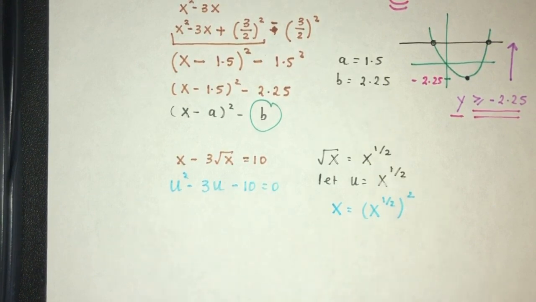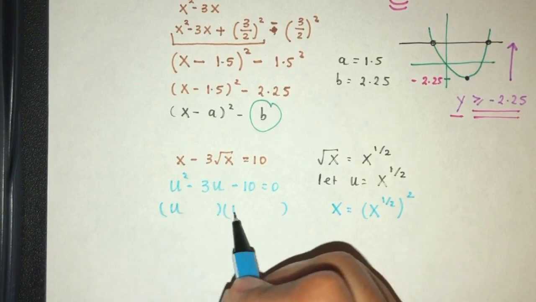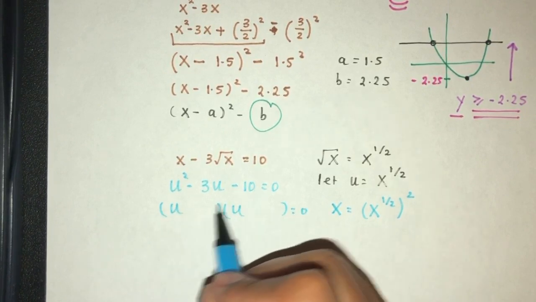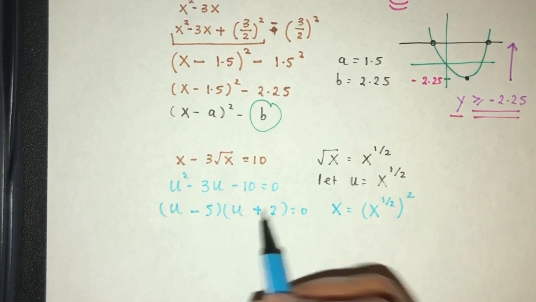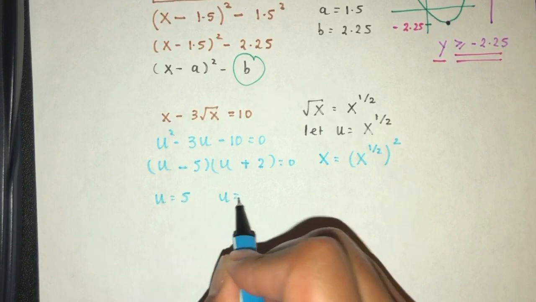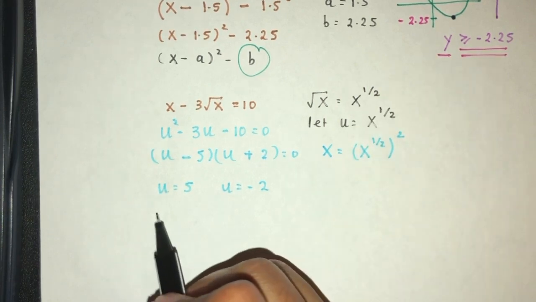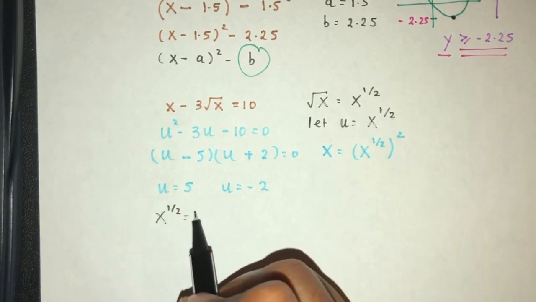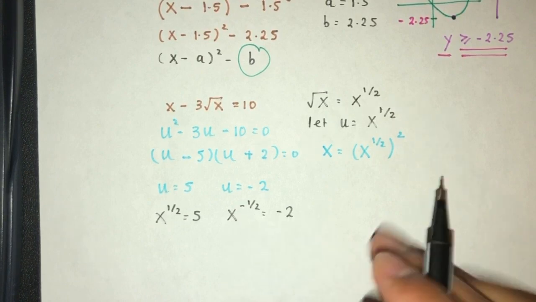Now you can see this is much easier to solve. So we can just factorize. That should be 5 times 2 for 10. Minus 3 should be minus 5 plus 2. Finally, u will be the value of 5 and u will be the value of minus 2. But now again, we're not trying to find the value of u, we're trying to find the value of x. That will be x half will be 5, x half will be minus 2.